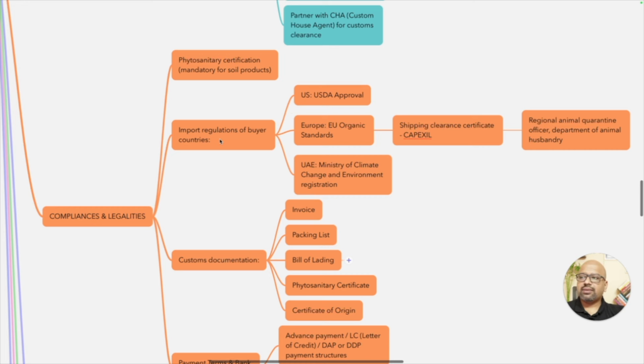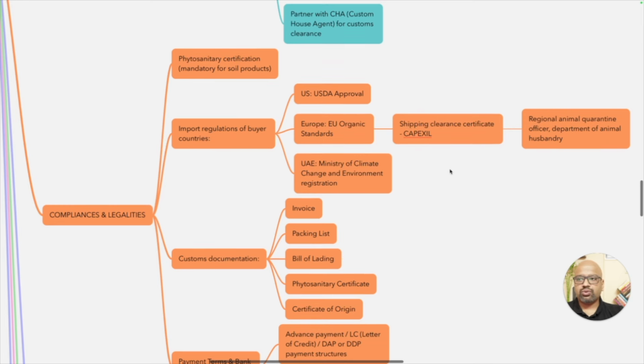Then come the import regulations: USDA approvals for the United States. For the EU, you need a shipping clearance certificate from the Export Promotion Council, CAPEXIL, which covers chemicals, fertilizers and all of it, so you can get it checked from them. And quarantine certifications from animal quarantine officers or the Department of Animal Husbandry.